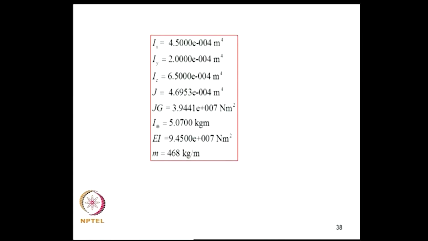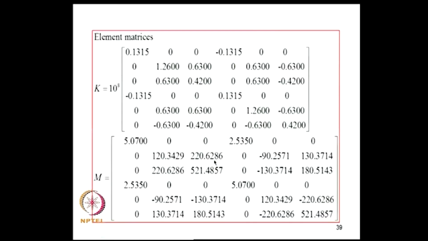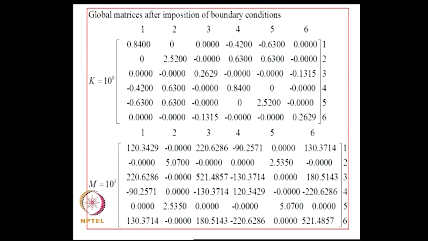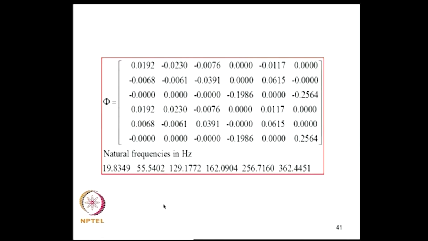You can compute the various sectional properties Ix, Iy, Iz, J, Jg etc. We will be needing these in our formulation, and I have formulated the K and M matrices. I leave it as an exercise for you to verify that these are correct. After imposing the boundary conditions, these are the reduced stiffness and mass matrices.